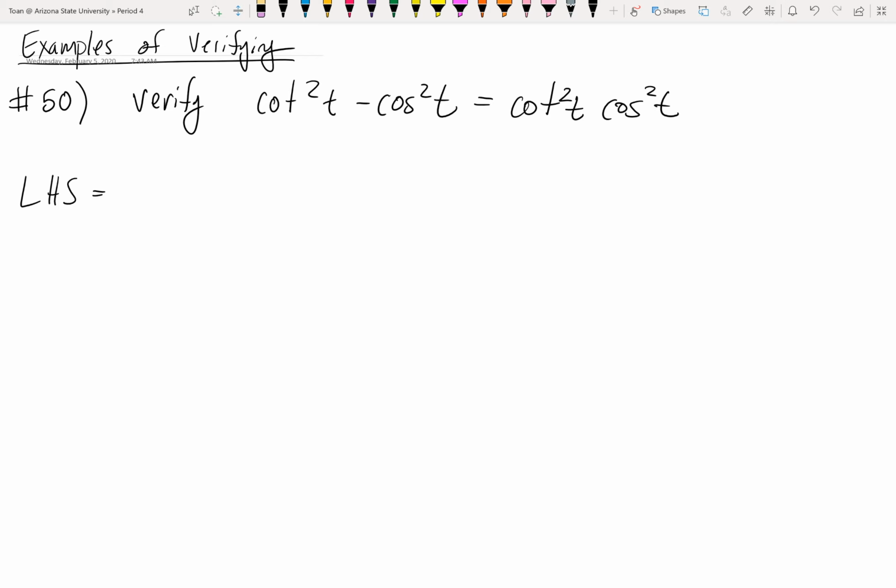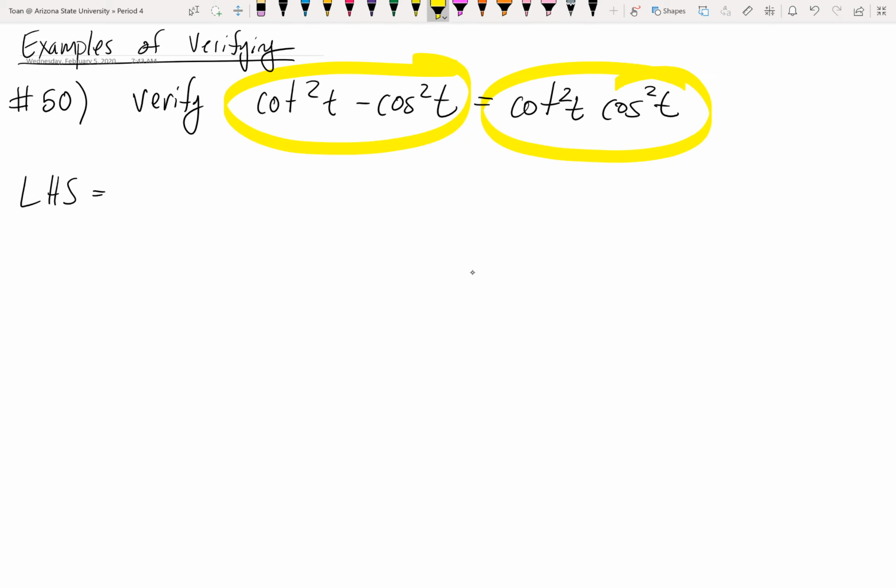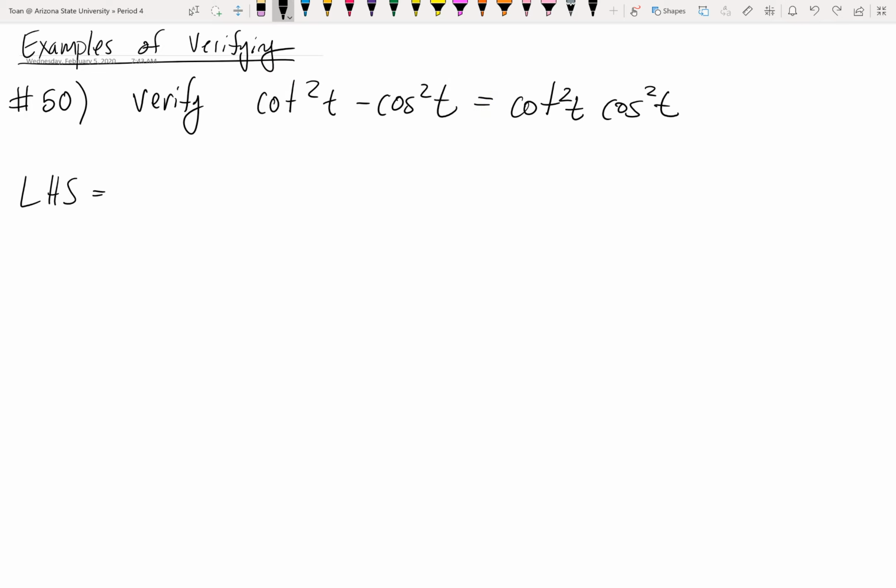But I've got to be honest with you, I have no idea how to transform a subtraction problem into a multiplication problem. That's basically what this identity says. So it seems like we're going away from the goal, but I have no idea what to do. So my hint: when your back's to the wall and you have no idea what to do, change everything into sines and cosines, and that's exactly what I'm going to do first.